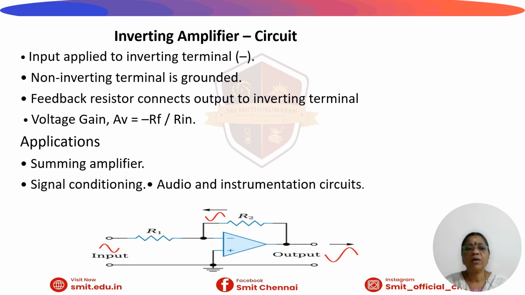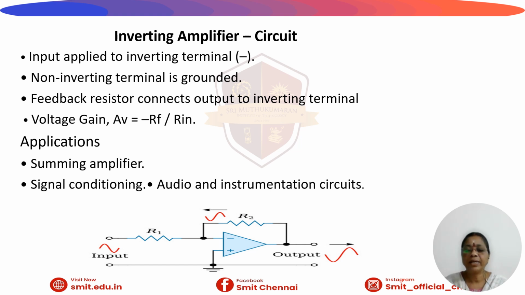Hence, the output voltage V0 is given as Vin into minus Rf by R1. Hence, V0 by Vin, which is the voltage gain AV, is given as minus Rf by Rin. So, negative indicates the output voltage is 180-degree out of phase with the input signal. In this circuit, the virtual ground concept comes into effect because the non-inverting terminal is grounded and the op-amp acts to keep the differential input voltage at 0. The inverting terminal is held at 0 volt, creating a virtual ground.